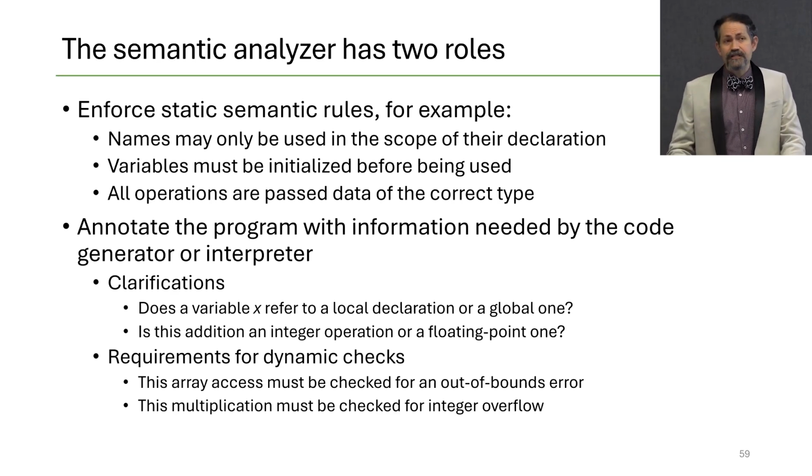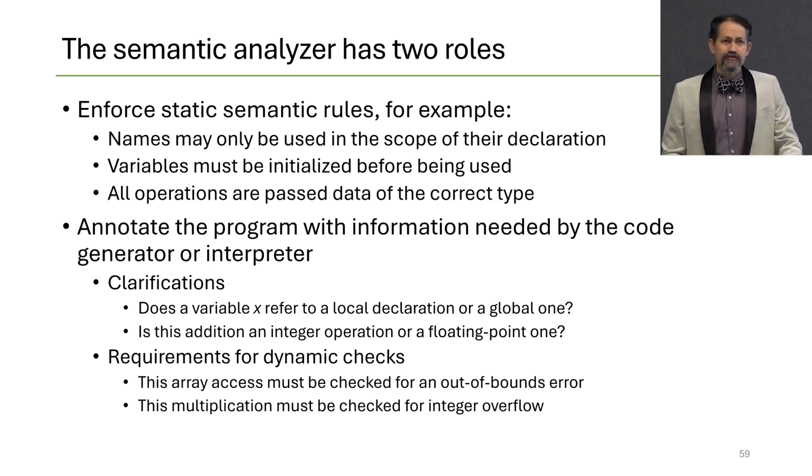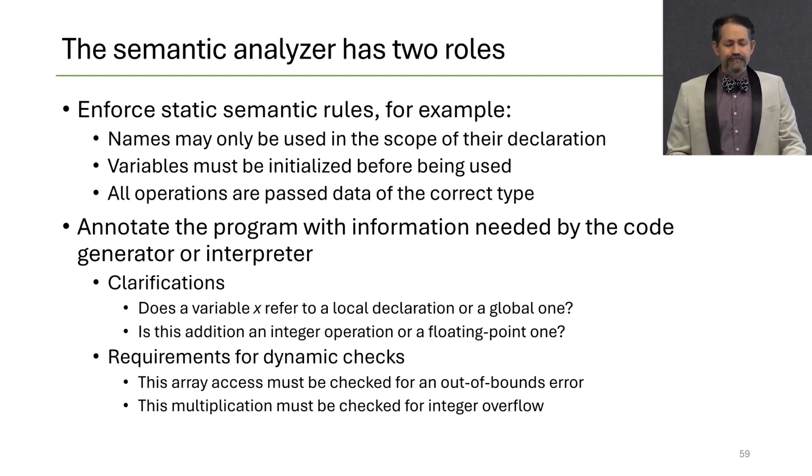Also, when we come to an addition, we need to know whether to compile it as an integer operation or a floating point operation. So we need to know the type of various operations and operands. Finally, we need to annotate the program with information about dynamic checks that are required. For example, does this array access need to be checked for an out-of-bounds error? Or perhaps a multiplication should be checked for integer overflow.